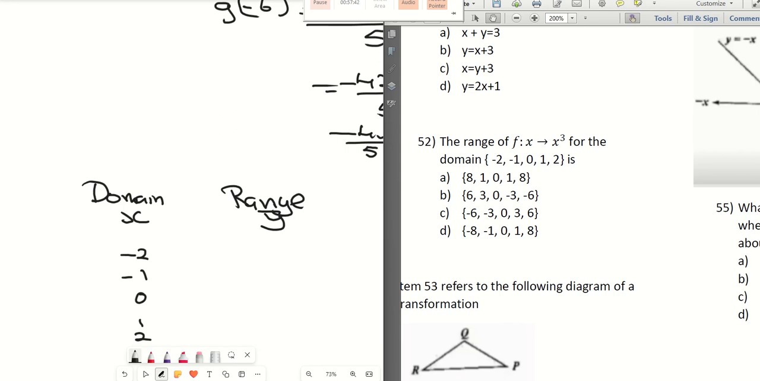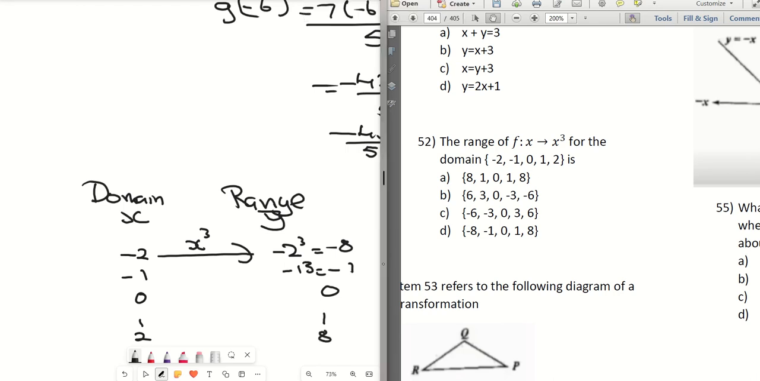So therefore, to go into your range, you have to apply this formula, x cubed. Right? So -2 to the power 3 is -8. -1 to the power 3 is -1. Then this is 0. 1 is 1. That is 8. So you're looking for -8, -1, 0, 1, 8. That is D. So your answer for this question is D. Right? So 52, the answer is D.